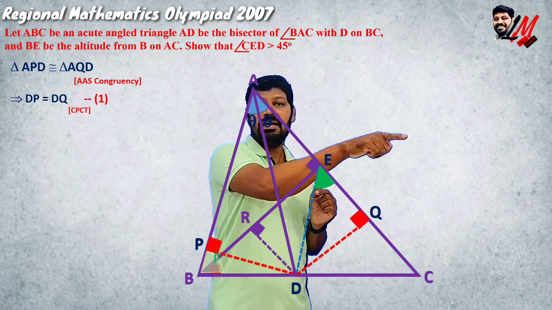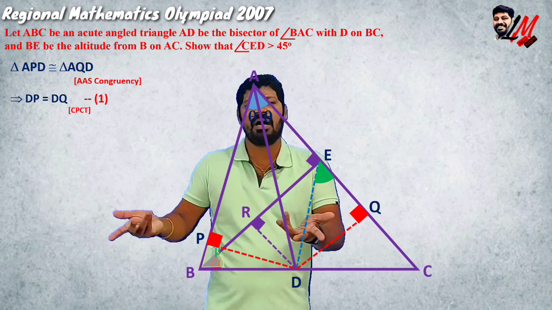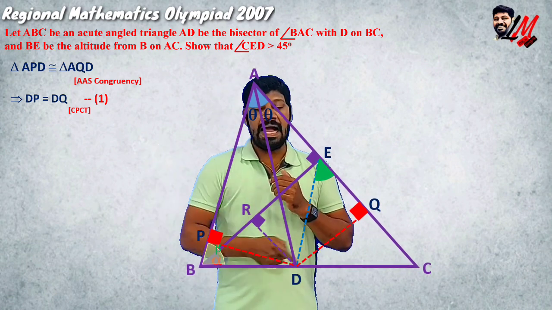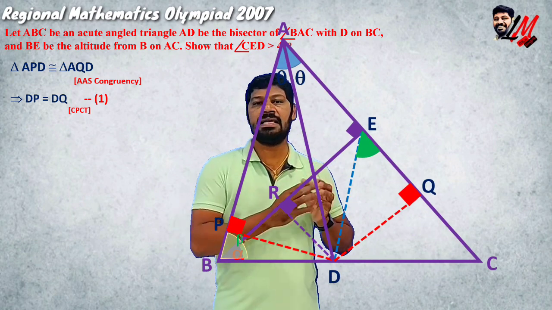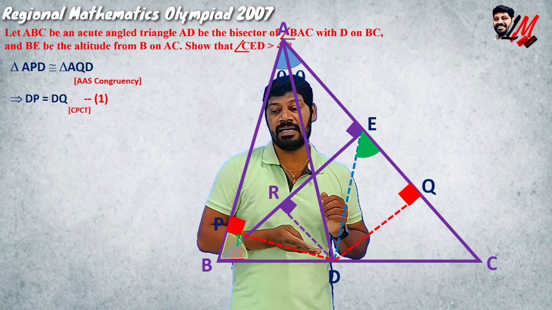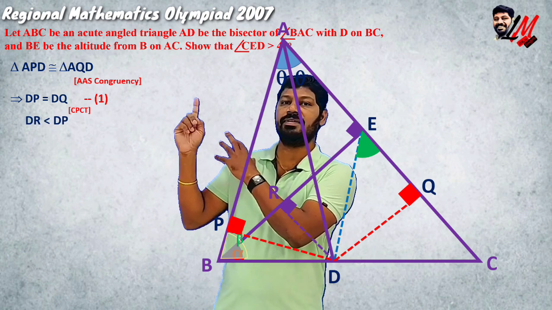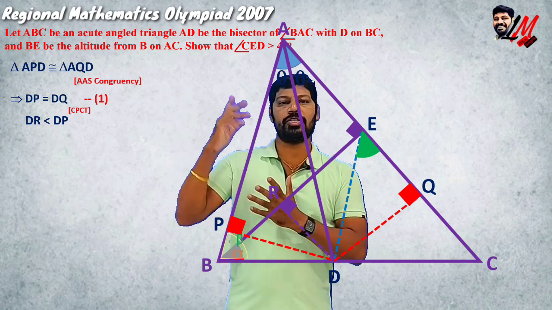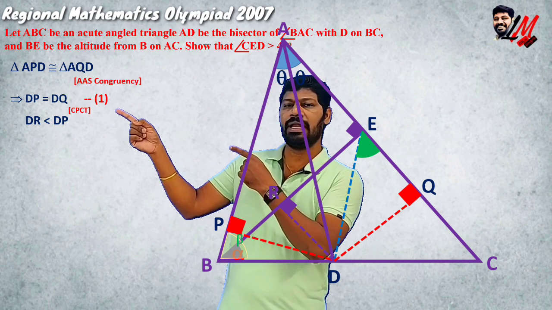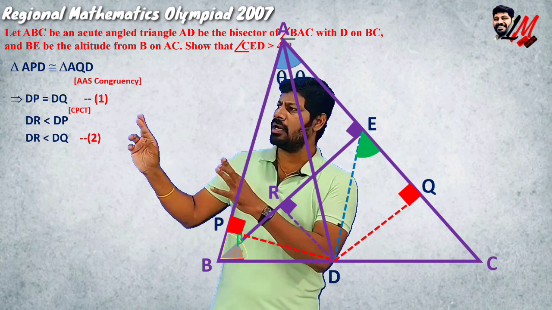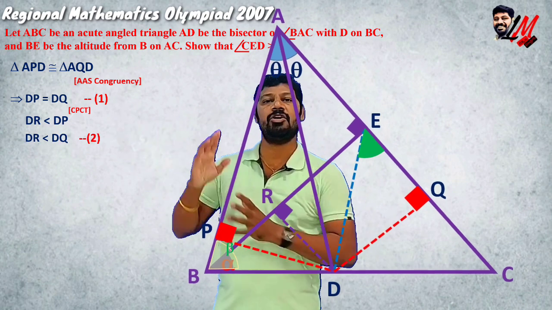Angle CBE is smaller than angle CBA. From the diagram you can see the angles, call them X and Y or alpha and beta, whatever it is. So angle CBE is smaller than angle CBA. So definitely, DR is smaller than DP. Let me write DR is smaller than DP, and call it equation 2. Now in place of DP, from equation 1, can I replace DQ? So let me write DQ is greater than DR, or DR is less than DQ.